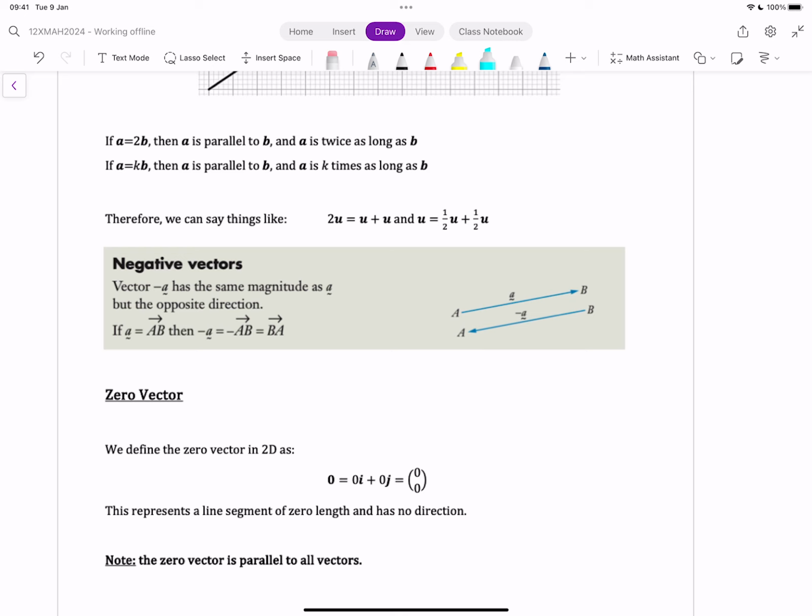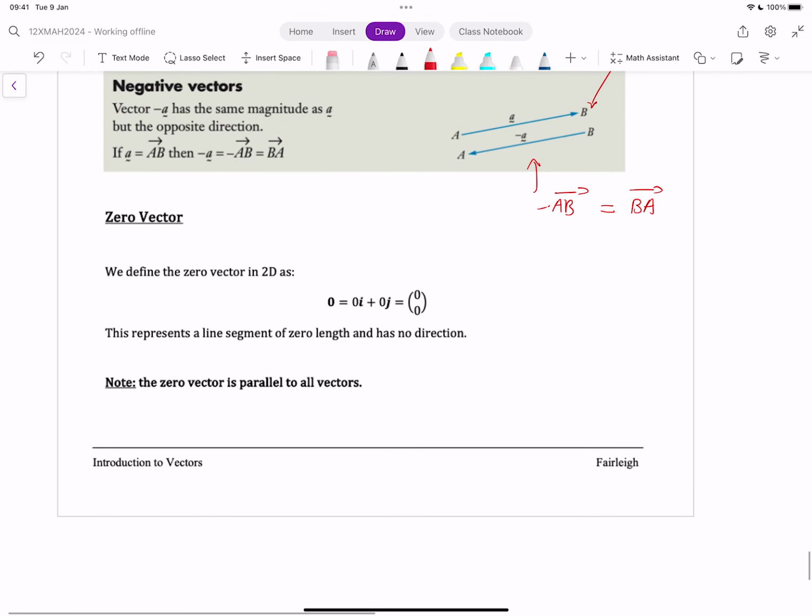So negative vectors. The vector minus A has the same magnitude as the vector A, but in the opposite direction. So here we can see we've got the vector AB and then the vector BA. This is the vector AB, and the reason we say AB and not BA is because we can see the arrow is starting at A and going to B. This second vector here technically is minus AB, but we would prefer to express that as BA. It starts at B and goes to A.